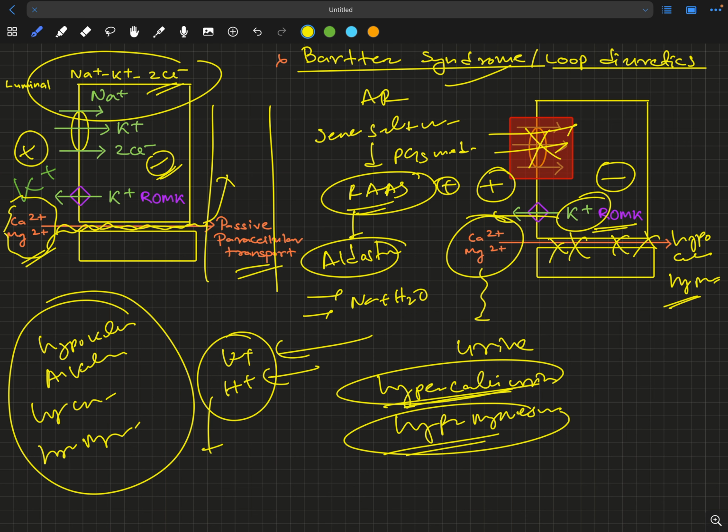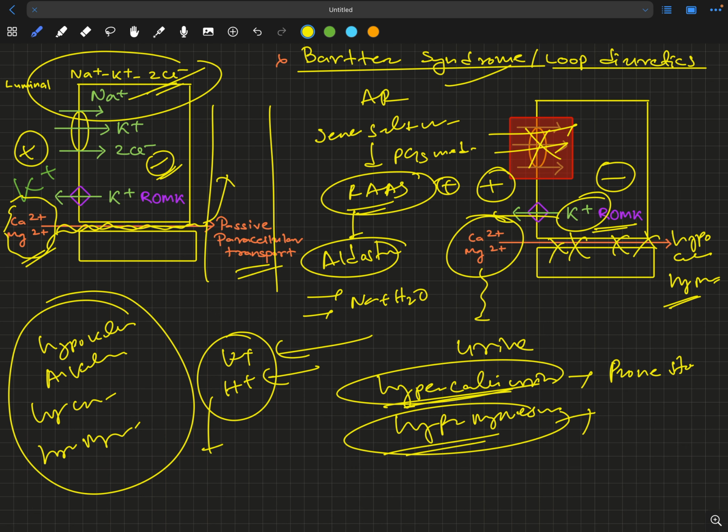Now if a Bartter syndrome patient has hypercalciuria, there will be more calcium in the urine. It is more prone to stones. If a patient is chronically on loop diuretics like furosemide, he is also prone to develop renal stones, and there will be loss of magnesium also. Now there are various types of Bartter syndrome. So type 1 Bartter syndrome, type 2 Bartter syndrome.